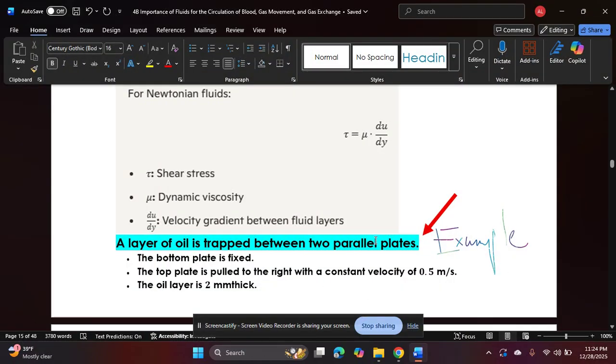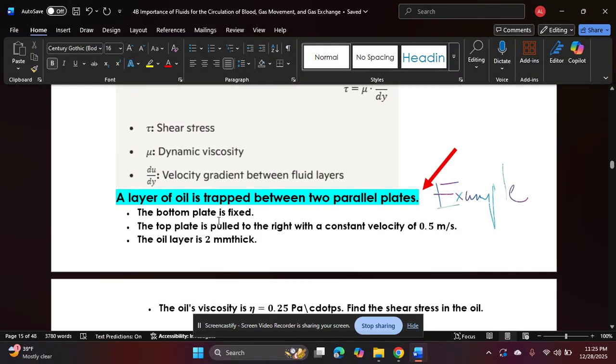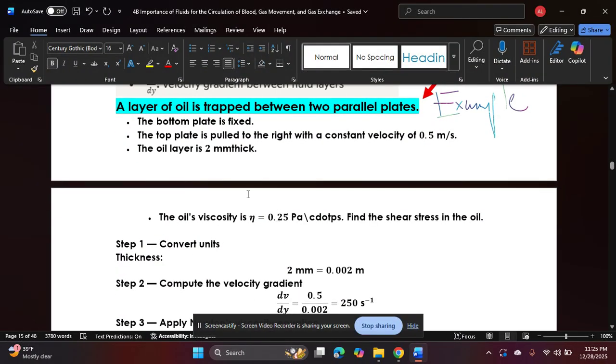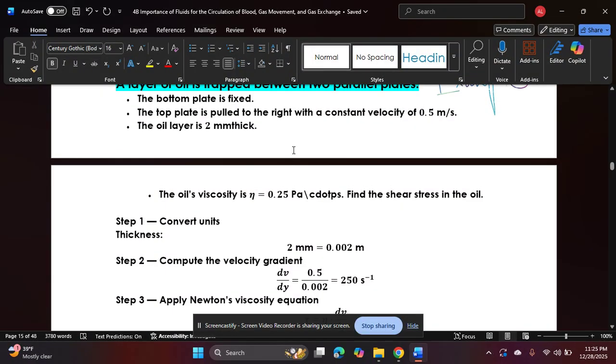A layer of oil is trapped between two parallel plates. The bottom plate is fixed. The top plate is pulled to the right with a constant velocity of 0.5 meters per second. The oil layer is 2 millimeters thick, right? The oil's viscosity is mu equals 2.25 pascal-seconds. Find the shear stress in the oil.